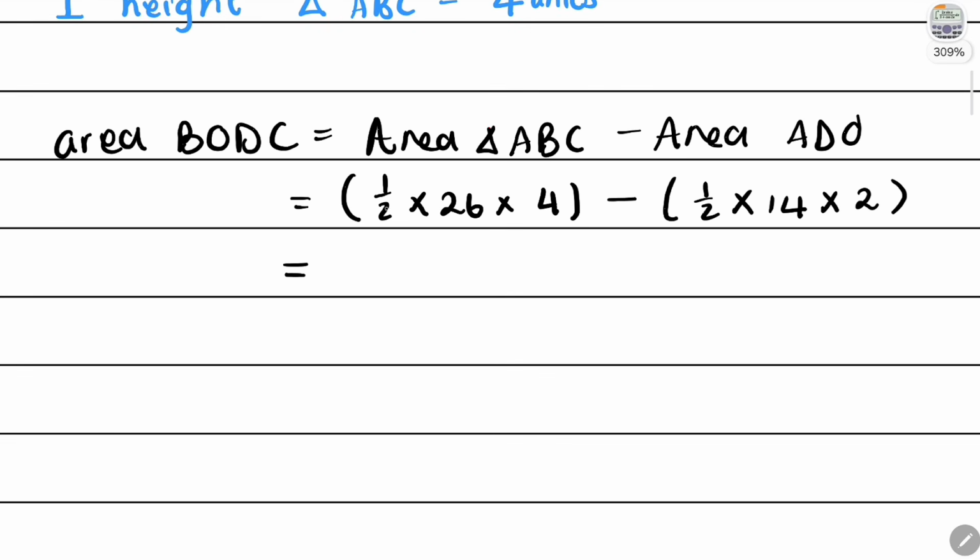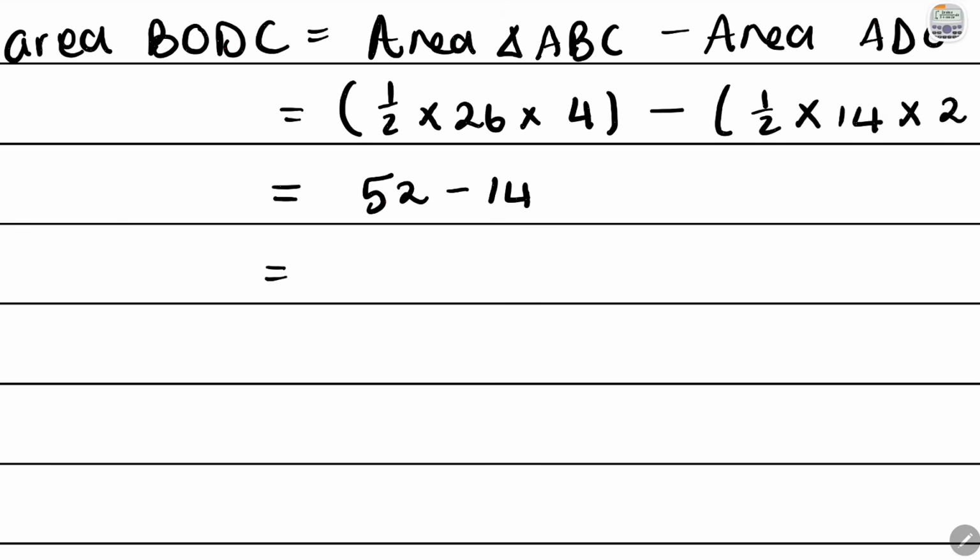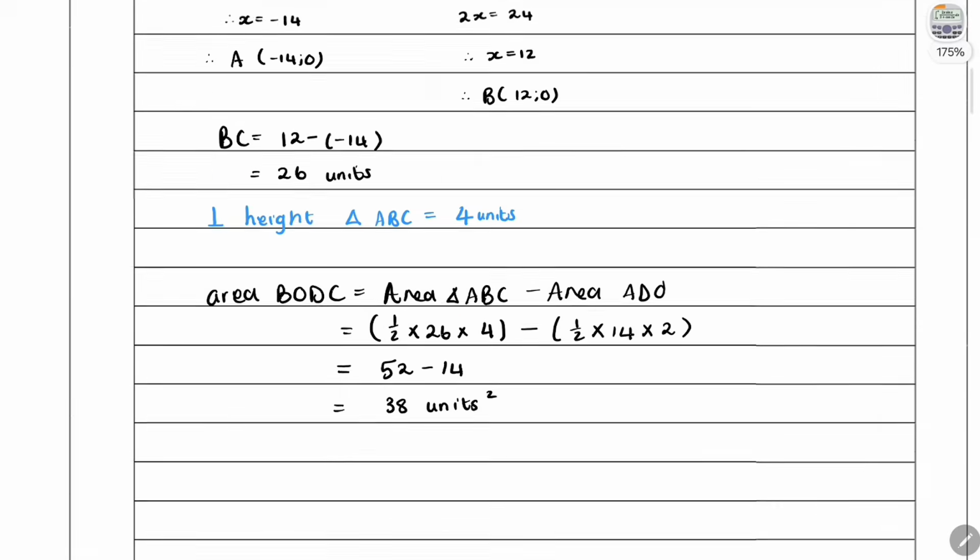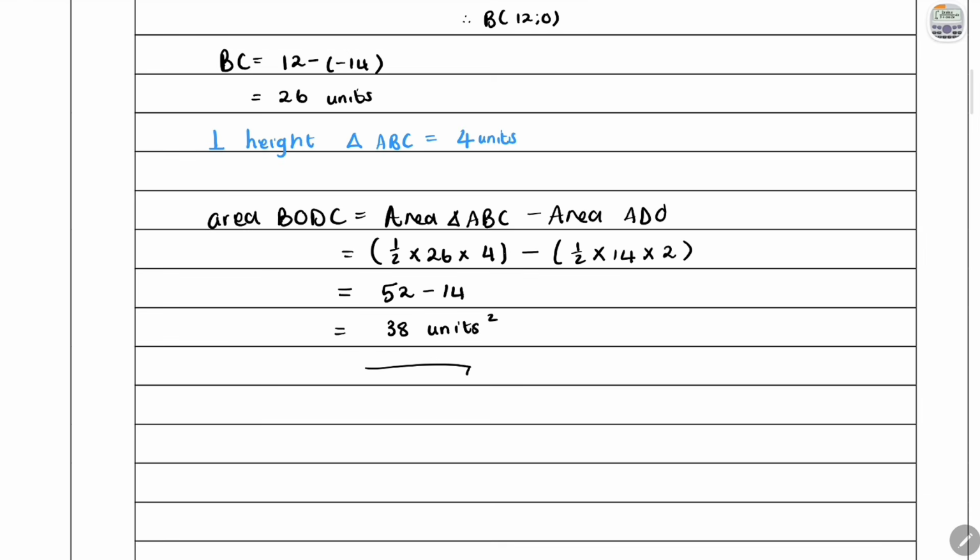Okay, so we can say a half times 26, that's 13. 13 times 4 is 52. And then minus a half times 14 is 7. And 7 times 2 is 14. So minus 14 again. Okay, and then 52 minus 14, that gives us 38. So there we go. That's the area of this shape, BODC. It's 38 units squared. Okay, 38 units squared. And that is our final answer.